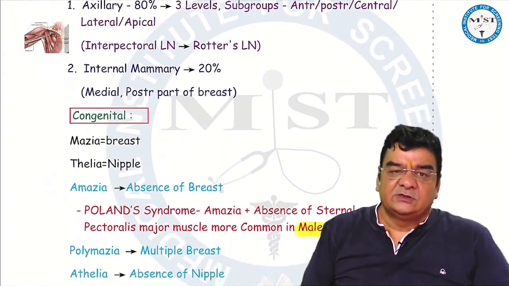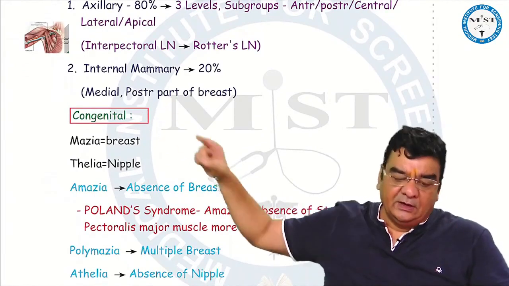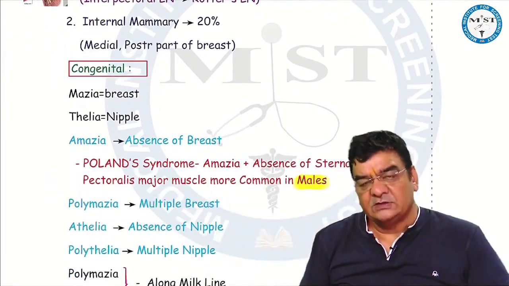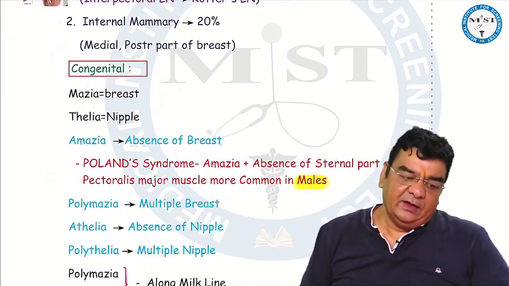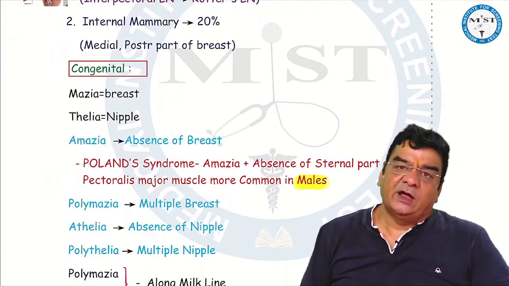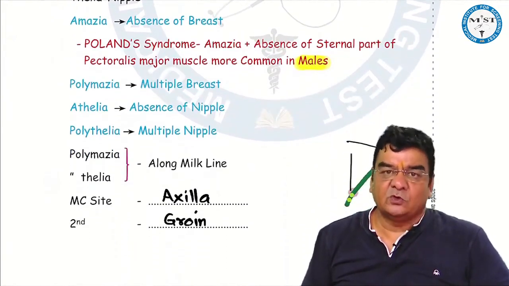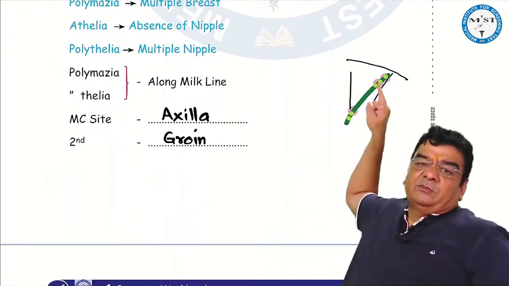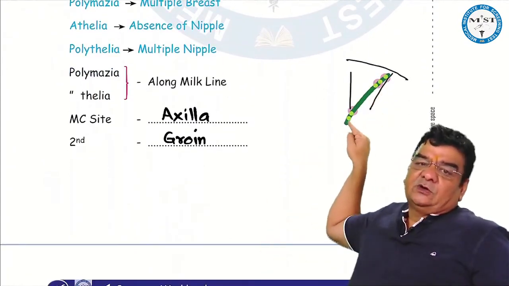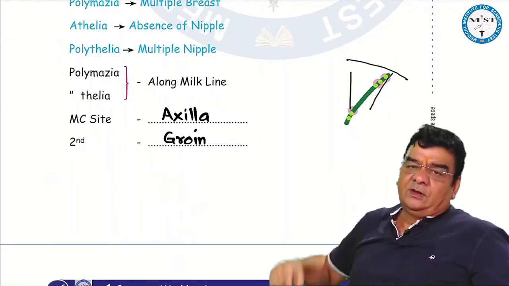20% of the breast, especially the medial and posterior part of the breast, goes into the internal mammary. Congenital problems related to the breast: amastia, athelia, polymastia, polythelia. Mastia means breast, thelia means nipple. Amastia, if associated with the absence of the sternal part of pectoralis major muscle, is Poland syndrome, and this is more common in males. The site of polymastia is along the milk line extending from axilla to groin. Most common is axilla, second most common is groin.